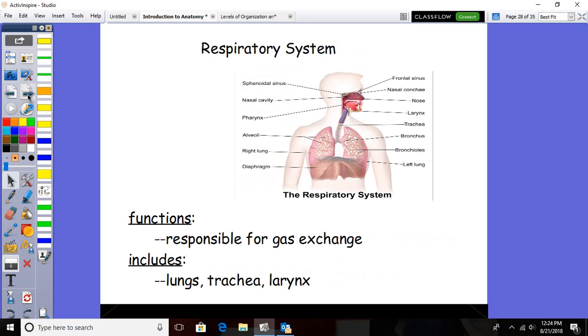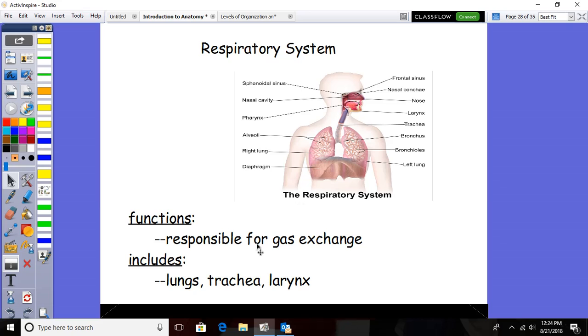This is your respiratory system. Most people know that it includes your lungs that you see there in the picture. It also includes your trachea, which is your windpipe. That's how we get air in: whether air is coming through your nose or you're breathing it in through your mouth, that air is coming down your trachea and into your lungs.